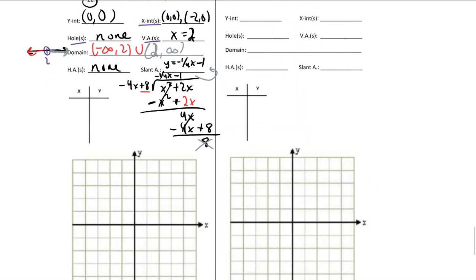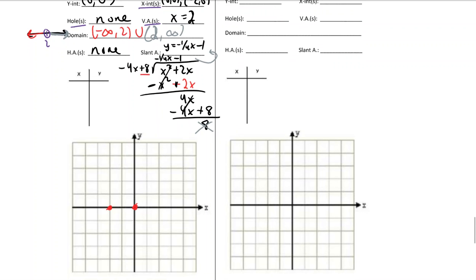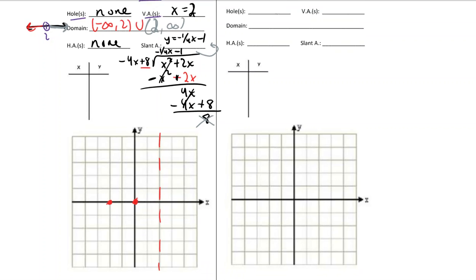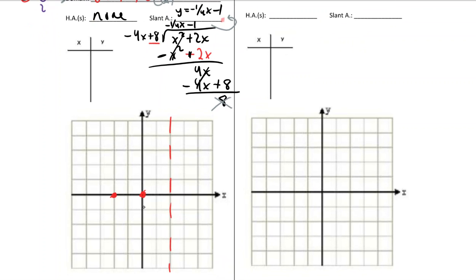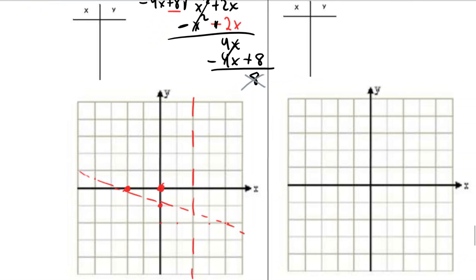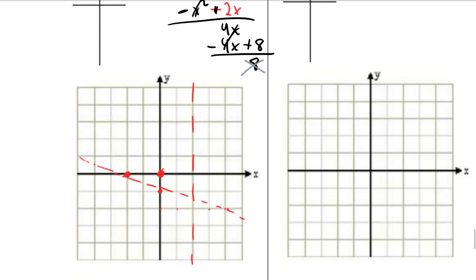Okay, if we start to throw all of this into our graph, (0, 0) is the y-intercept, and (0, 0) and (-2, 0) are the x-intercepts. Asymptotes need to be graphed as dashed lines, including the slant asymptote, which is in mx plus b format. So y-intercept is negative 1, slope of negative 1/4. And so if you got those parts right and applied them to the graph correctly, this is where you should be.